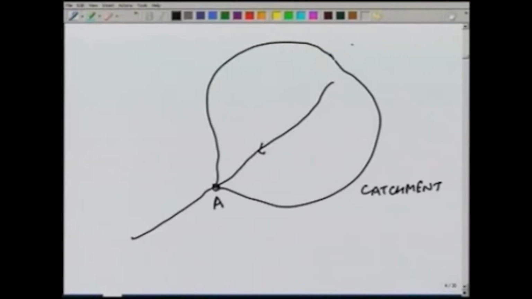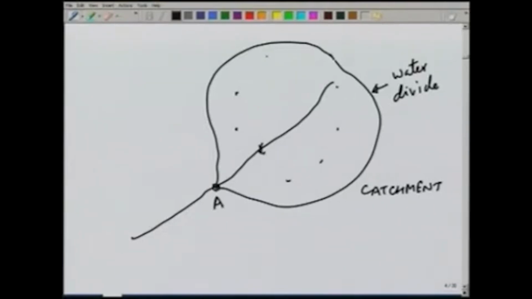So, this is the catchment of the river at the point A. What it means is that all the precipitation falling in this area will ultimately reach the point A, and it will be taken out of this area through the stream at point A. So, this catchment area has its boundary which is known as a water divide or sometimes watershed. Sometimes the catchment area is also called watershed.